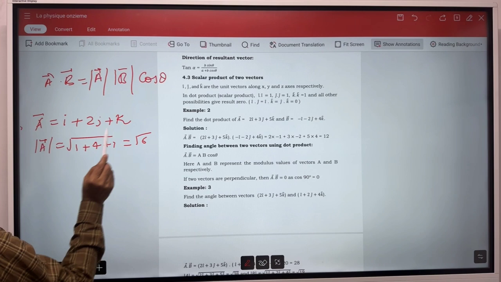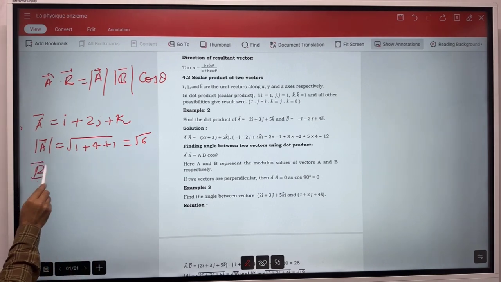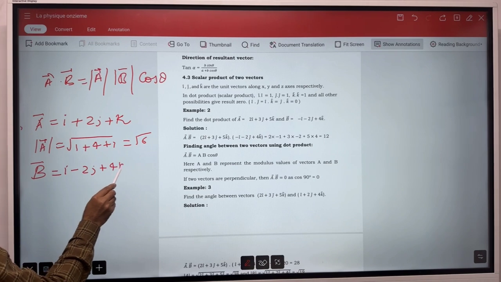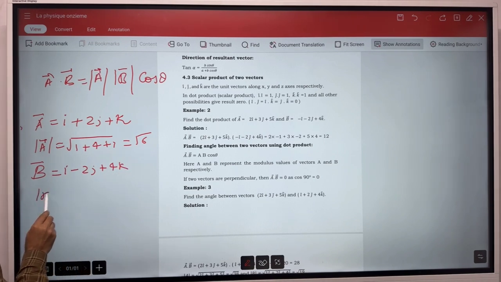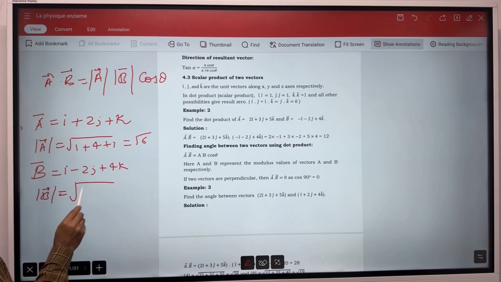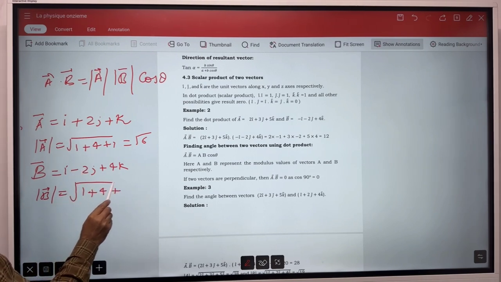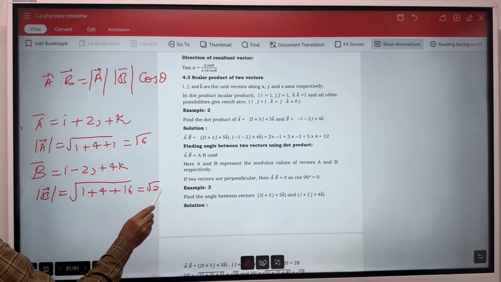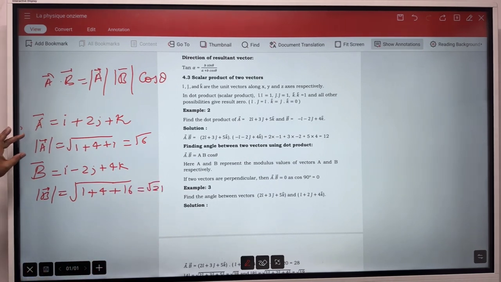that is root 6. Similarly, suppose you are given vector B, say i minus 2j plus 4k, and you have to find out its modulus. So modulus B will be root of the coefficient 1, so 1, here the coefficient is minus 2 squared, that is 4, and here the coefficient 4 squared is 16, 16 and 5 is 21, root 21. So you have got vector A modulus and vector B modulus.